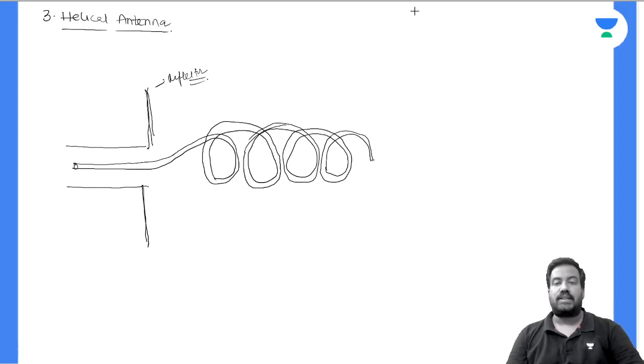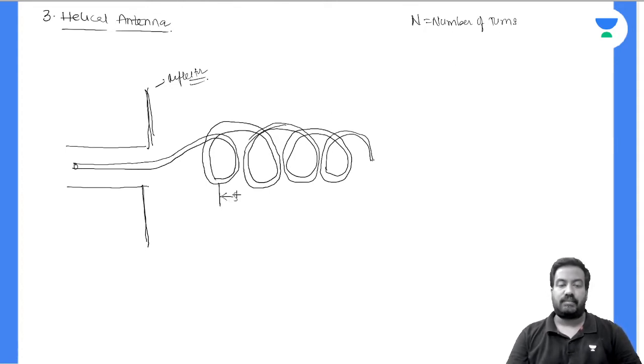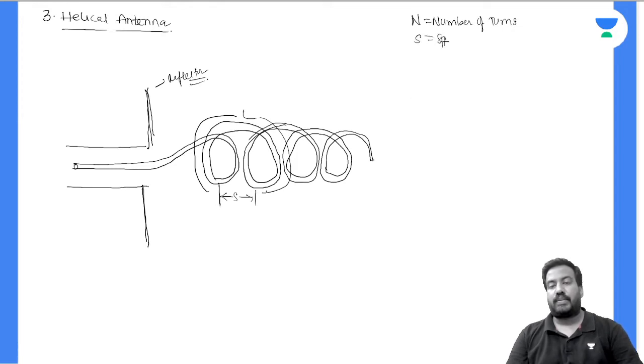These are the number of turns. N is the number of turns. S is the spacing between them. L is the length of each turn.